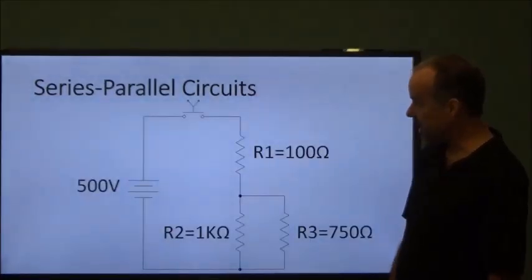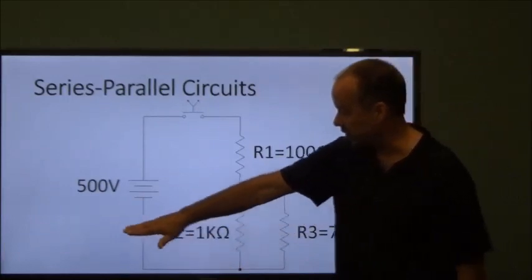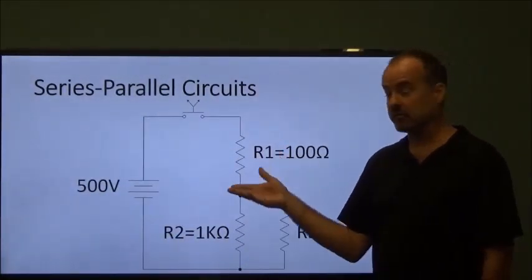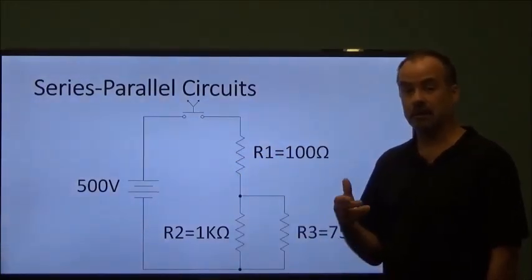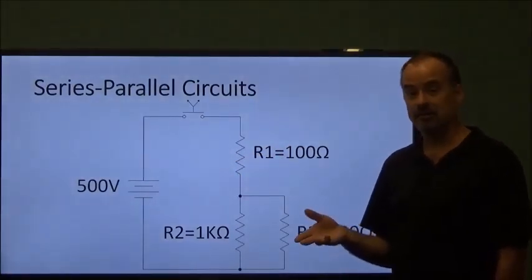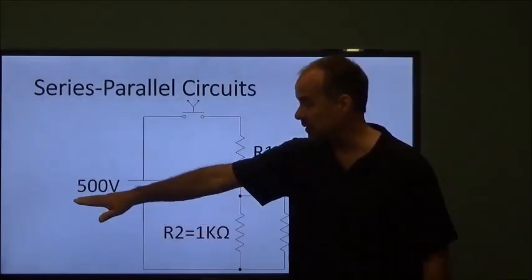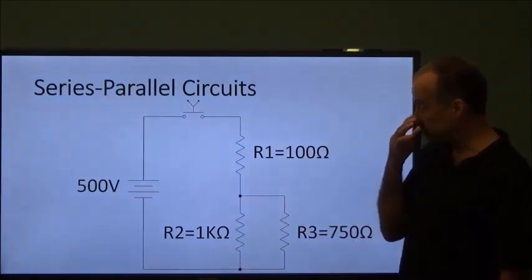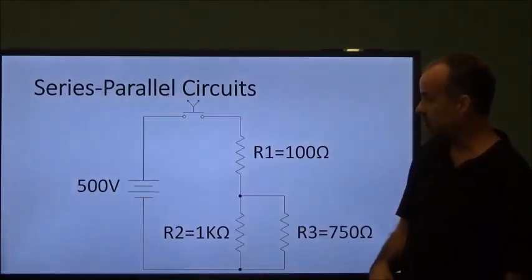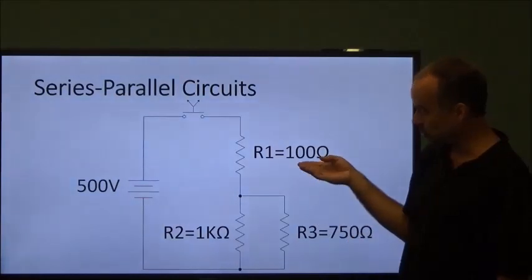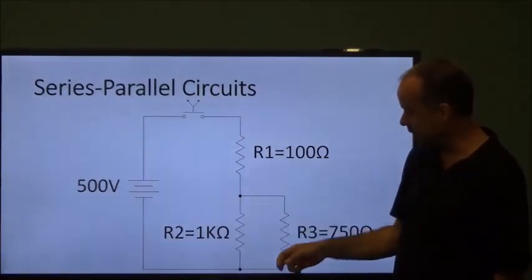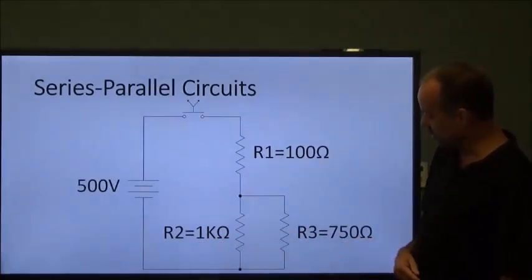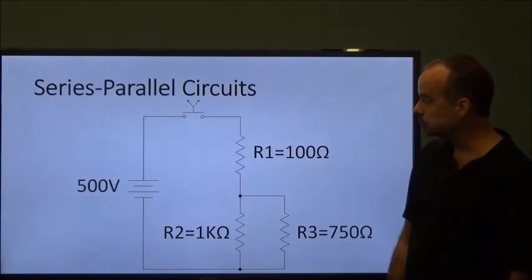If I was going to plug some values in here, we'll say I'm going to have a 500 volt DC power supply. In this example we have a DC power supply, but again, Ohm's law doesn't care if it's AC or DC. All it cares about is what the value of that power supply is. R1, the first resistor in my series parallel circuit, is 100 ohms. And then down here in my parallel network, I have a 1K ohm resistor in the R2 location and a 750 ohm resistor in the R3 location.